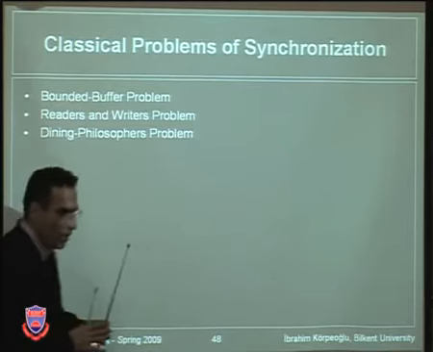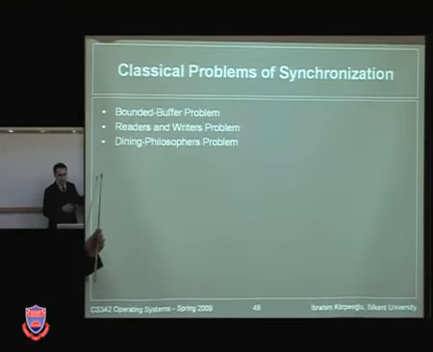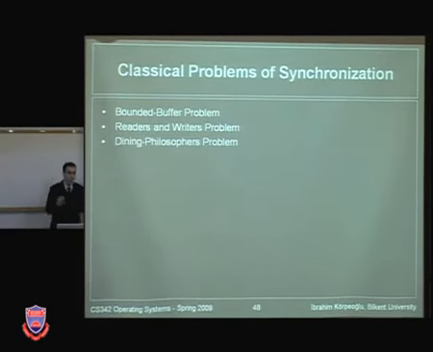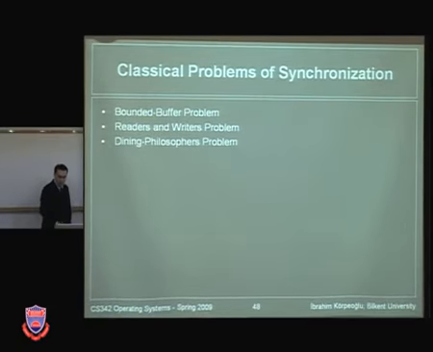These problems are fictitious problems, okay? For example, especially the dynamic philosopher problem is not a real problem, okay? But it is important to show how the synchronization tool is solving it, whether it can solve it or not. Because if you can solve that model problem, you can also solve some other real problems that look like this, okay? So therefore they are important.